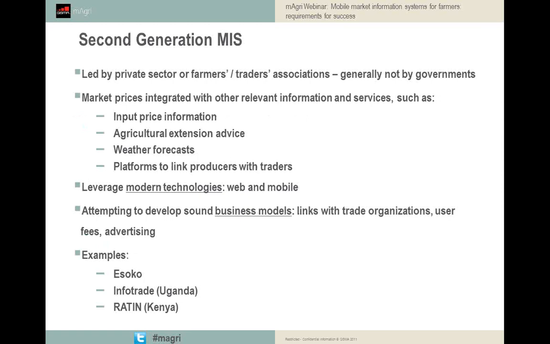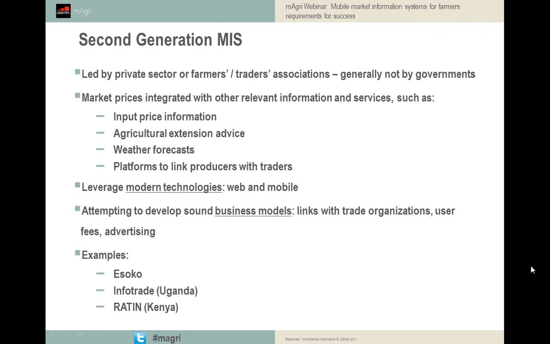The second generation of MIS start to fully leverage the web and mobile technologies that we publish about via USAID's FAST program and on ICT for Ag and Twitter. The second generation is led by the private sector or by farmers or traders associations, generally not by government.